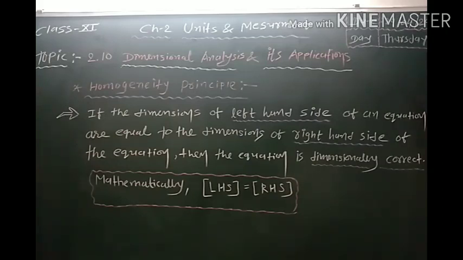But we don't know what the homogeneity principle is. So here I can write this principle. The principle says that if the dimensions of the left hand side of an equation are equal to the dimensions of the right hand side of the equation, then the equation is dimensionally correct. We already saw this in our examples. Mathematically, we can write left hand side is equal to right hand side in square brackets.